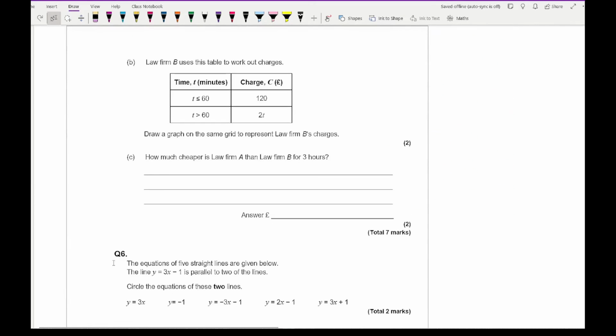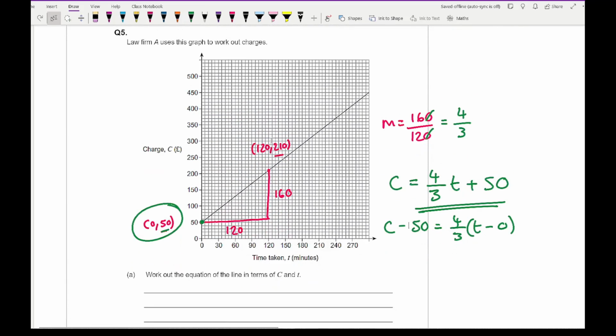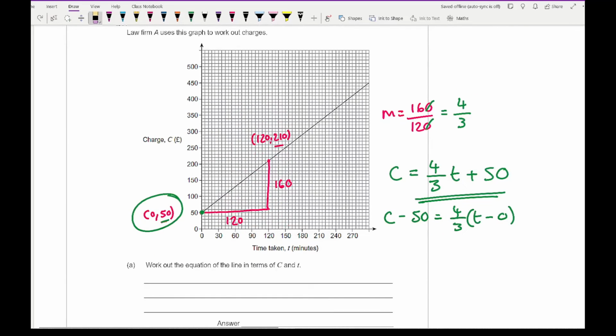Moving on to B, it says law firm B uses the table to work out the charges, and it says draw the graph on the same grid to represent law firm B's charge. So a time that's between 0 and 60 is going to be a fixed charge of 120. So if I go back to the graph, now typically you wouldn't get rid of all your working out in an exam, but I'm just going to do that to show what these are. So here, from 0 to 60, it's a flat charge of 120 pounds. So that's going to be a straight line up to 60.